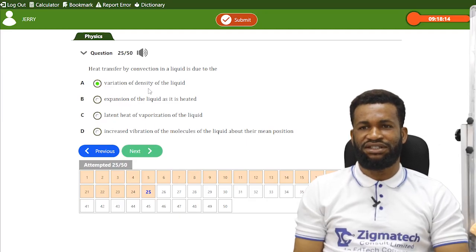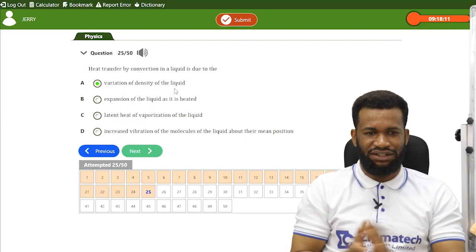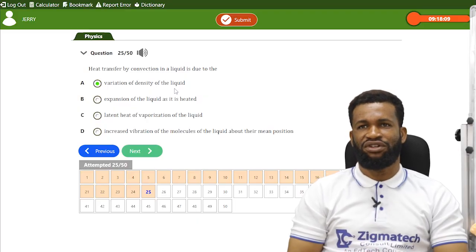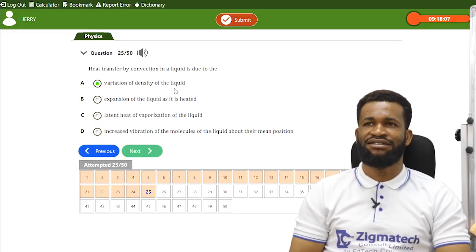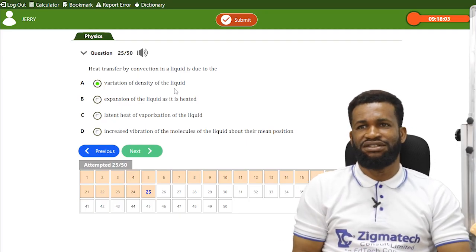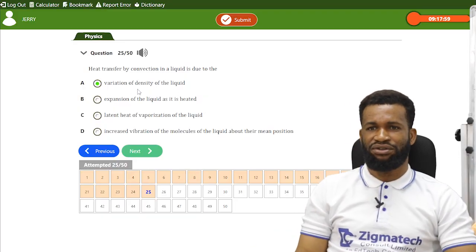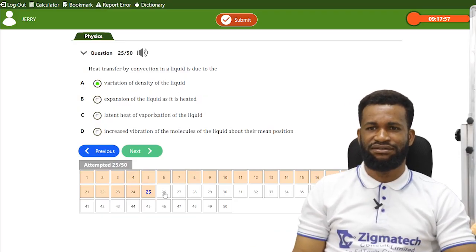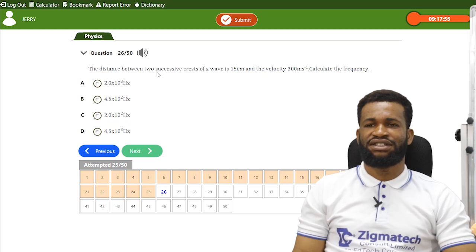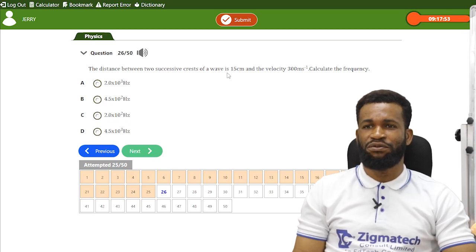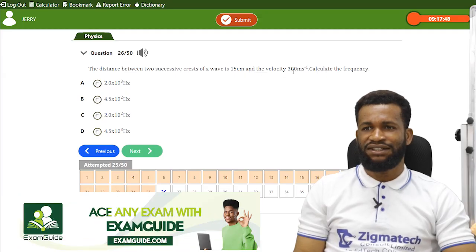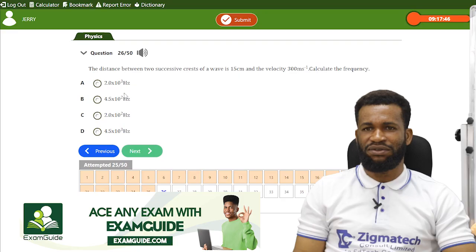Because variation of density of a liquid, yes. Because when it is heated, just like the ice, when water is melting, the density is changing. So I will go with the variation or change of density. That's in for me. The distance between two successive crests of a wave is 15 cm and the velocity 300 meters per second. Calculate the frequency.